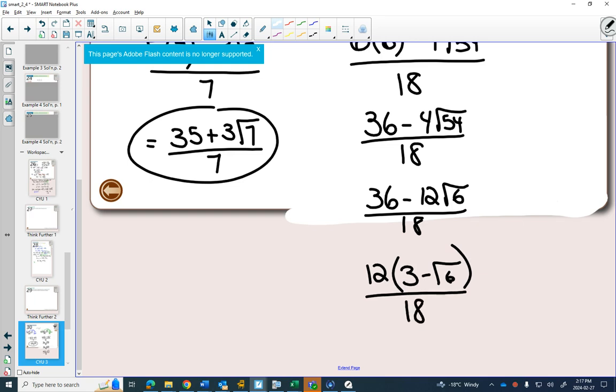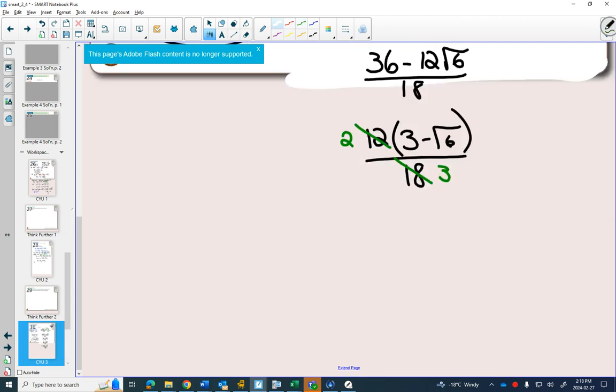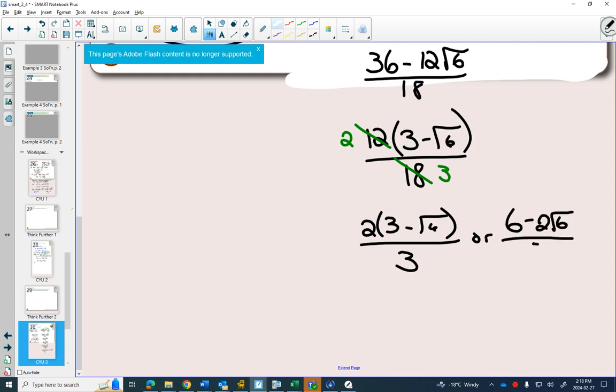And then the 12/18 is a fraction. That's not in lowest terms. I can reduce that by dividing them both by 6. Leaving me with 2/3. So my final answer has a 3 on the bottom. I can either leave it in factored form or like this.